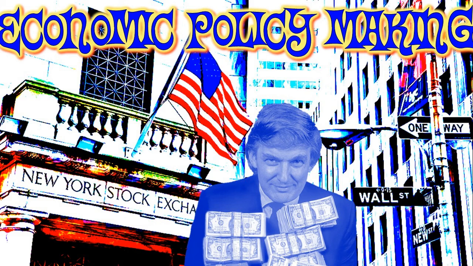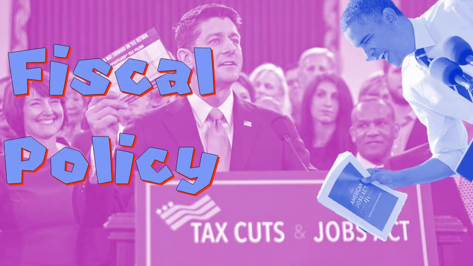All right, we talked a little bit about economic performance and we looked a little bit at some economic problems that the country has to deal with sometimes. So now we want to take a look at the tools that the government has to deal with these problems. So, first, we're going to start with fiscal policy, which means we're talking about taxing and spending.